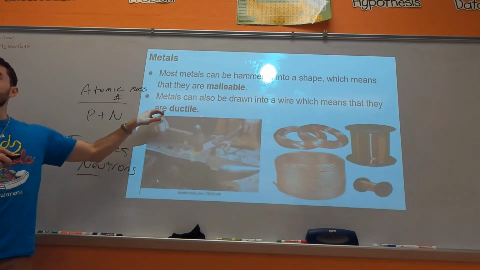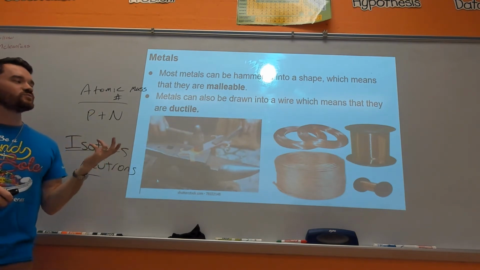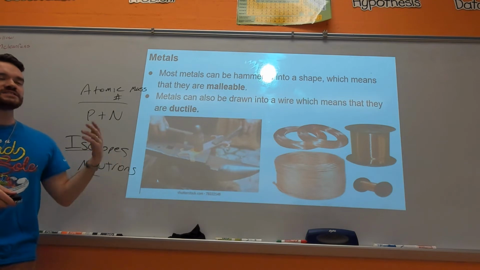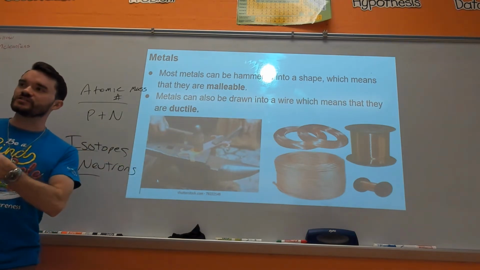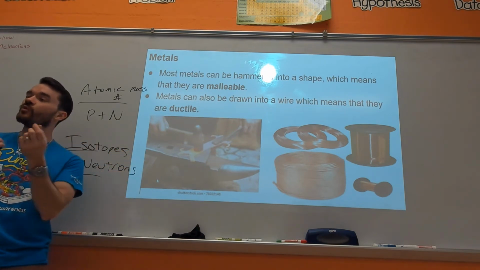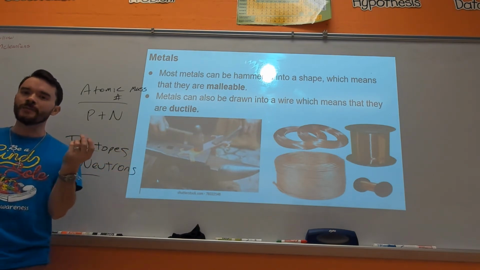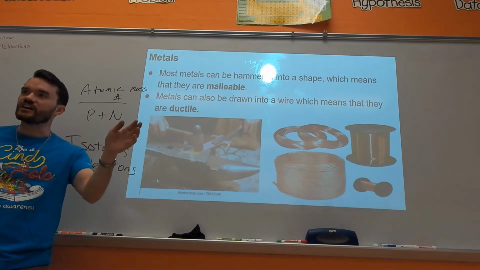Metals are also ductile. Ductile means you can draw it into a wire. So this makes it helpful. Like here's copper wire. This makes it helpful for electricity. I'm going to show you how metals conduct electricity. Because they're ductile, we can make these really long and thin wires, so you can have a nice small little tiny wire to conduct that electricity.